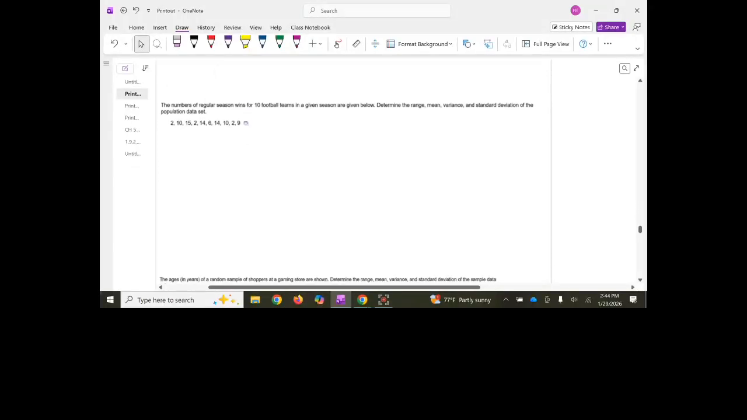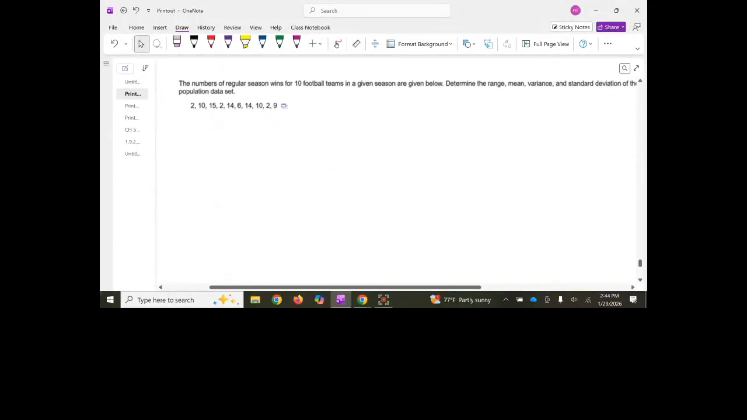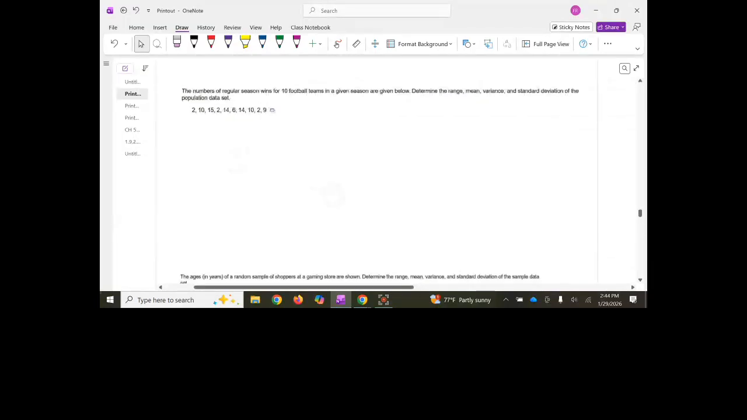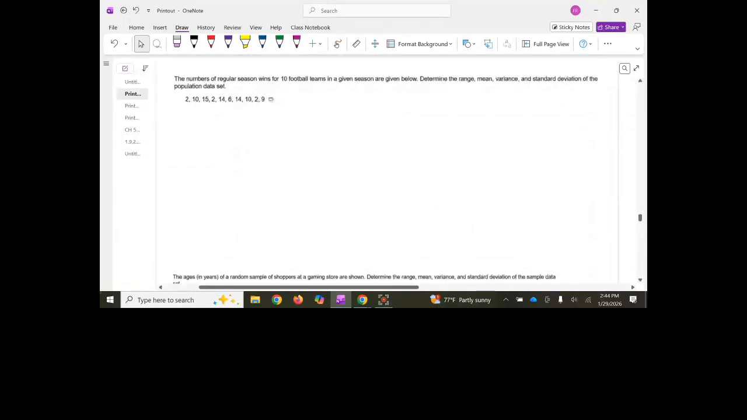Let's do another problem here, and again I'm using the calculator to give us the exposure, to give us the experience. Look what it tells me here. It says the numbers of regular season wins for 10 football teams in a given season are given below. Again, we find the same things: range, mean, variance, standard deviation. Keyword here, population. We're going to do the process exactly the same way, my friends.